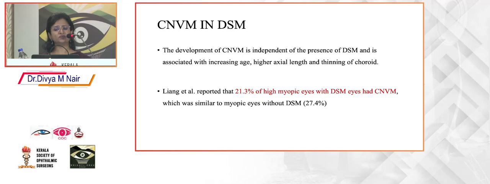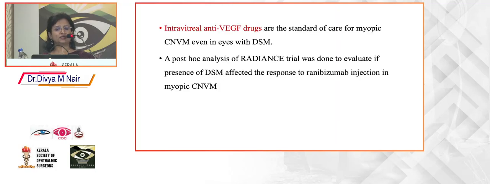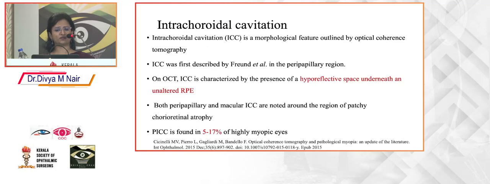The CNVM, which will be discussed again later on, I will just go through it fast. It is independent of the dome-shaped maculopathy, and again, it is a type 1 CNVM, and intravitreal anti-VEGF is supposed to be more effective. Then is the intrachoroidal cavitation. This is a morphological feature which is outlined by OCT. It was first described by Freund et al.